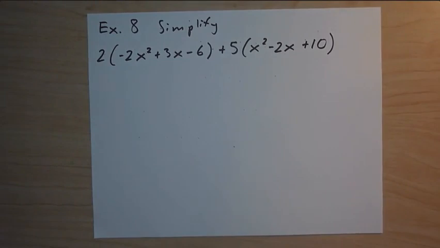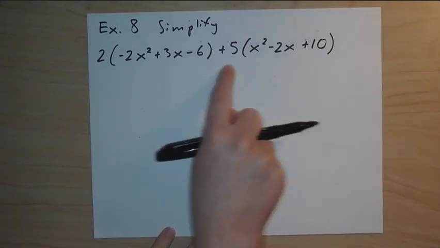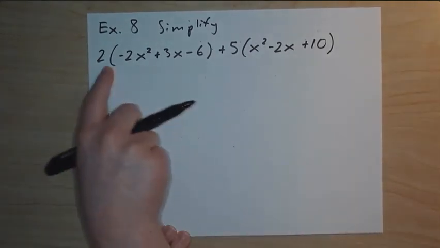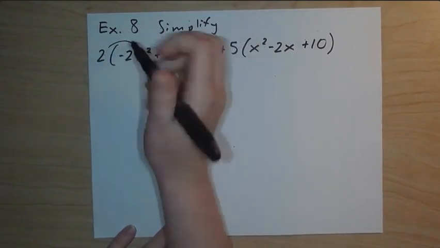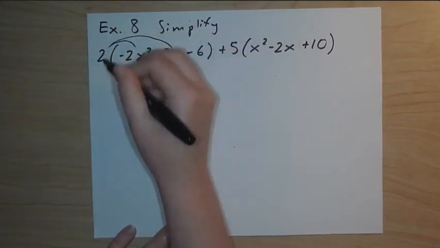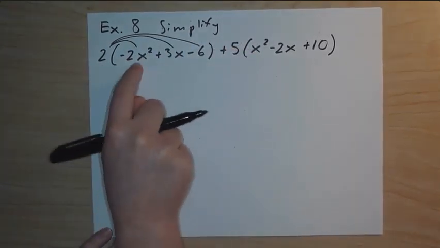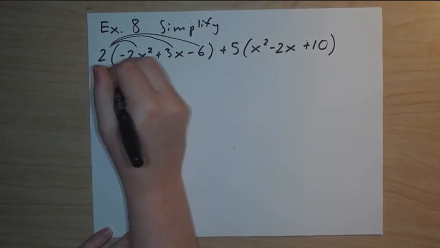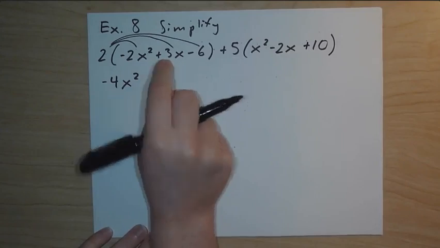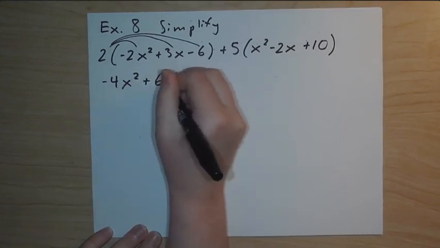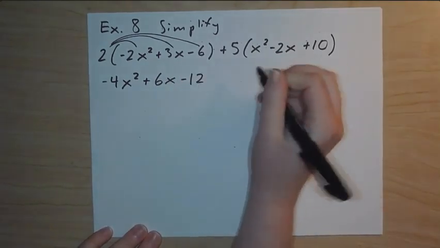So the first thing I'm going to do is distribute these outside numbers to their inside parentheses. So here we have 2 times all of this. This 2 is going to distribute to negative 2x squared, it's going to distribute to this 3x, and it's going to distribute to this negative 6. So 2 times negative 2x squared is going to be negative 4x squared. 2 times positive 3x is going to give us 6x. 2 times negative 6 is going to give us negative 12.